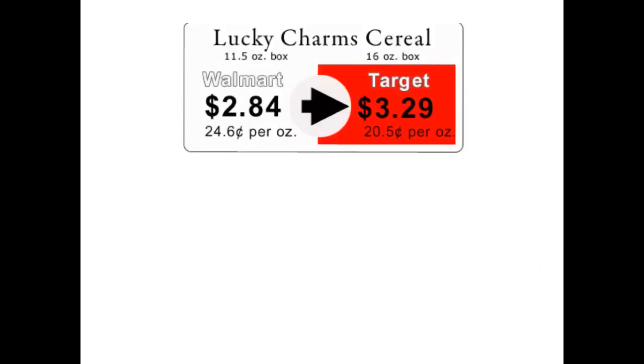So we're going to start off with this as an example. Here we have Lucky Charms cereal, and you can find Lucky Charms at Walmart, and you can also find it at Target. Now you'll see that the Walmart price is $2.84, and the Target price is $3.29. Which one do you think is the best value? Pause for a second and see if you can figure it out. If you said Target, the cereal found at Target, you were actually right. But how did you figure that out?